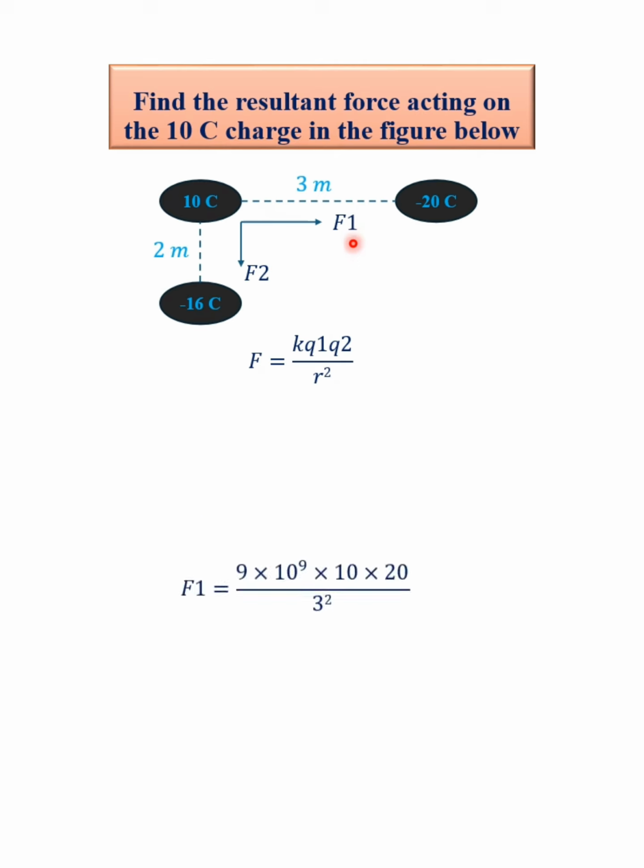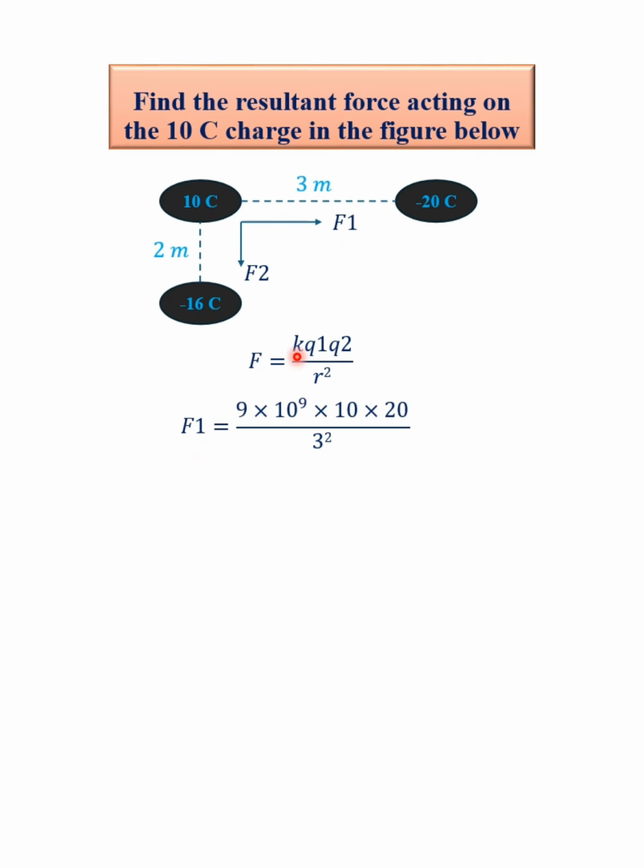First, we start with F1. So F1 will be equal to K, the constant, which is given by a value 9 times 10 raised to power 9, times Q1, which is 10, times Q2 for F1, which is 20. Now, we've taken out the negative because the negative only helped us to understand the force that existed. It is not to be considered in the calculation. So long as you've used it to identify the direction, it is no longer needed in the calculation. So we are looking for the absolute value of the force, all over 3 squared, because the distance between this and this is 3 meters. If you put this value into your calculator, you are going to obtain F1 as 2 times 10 raised to power 11 Newton.